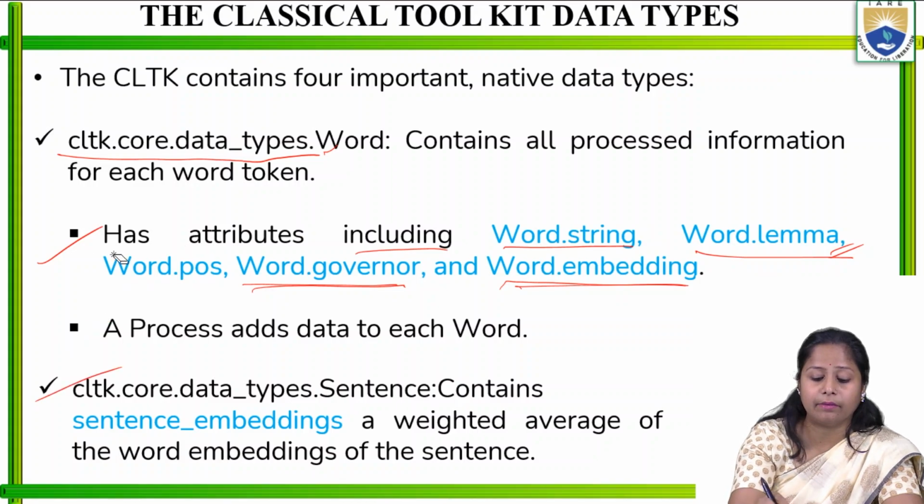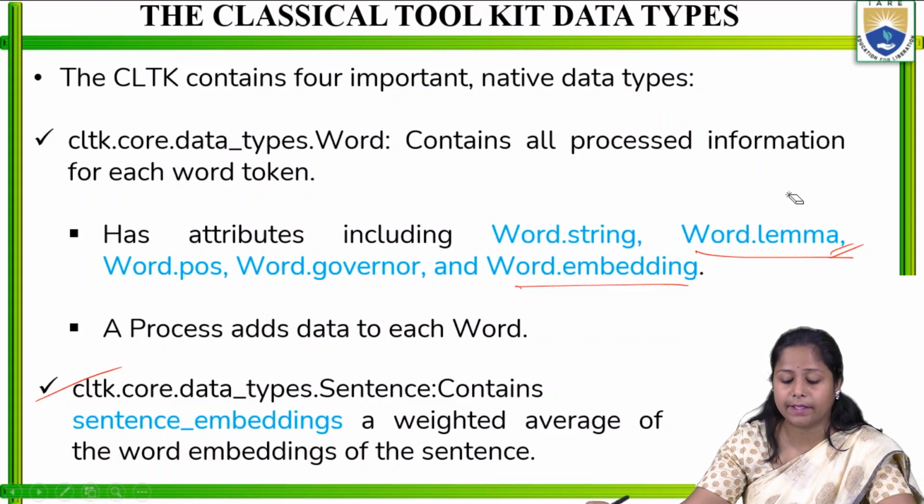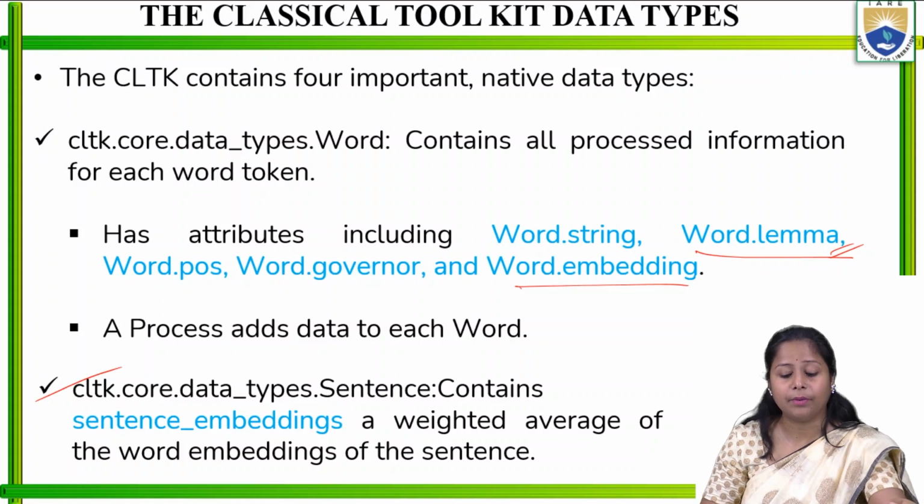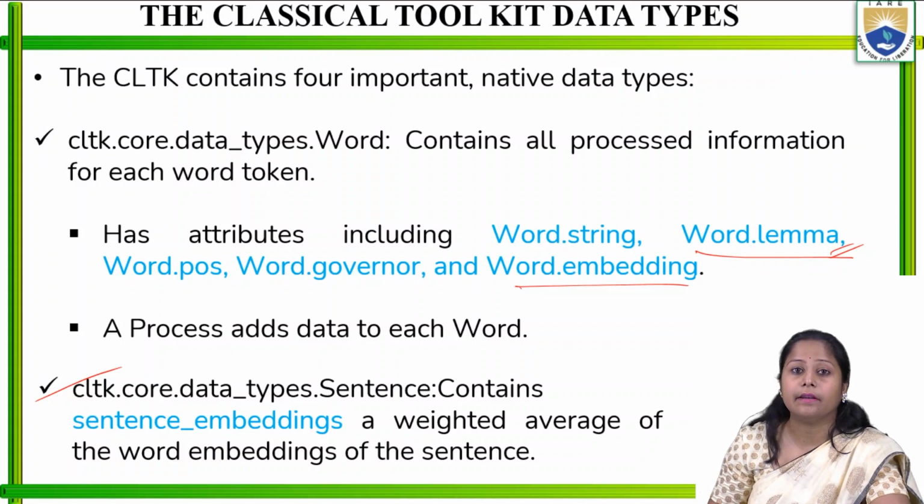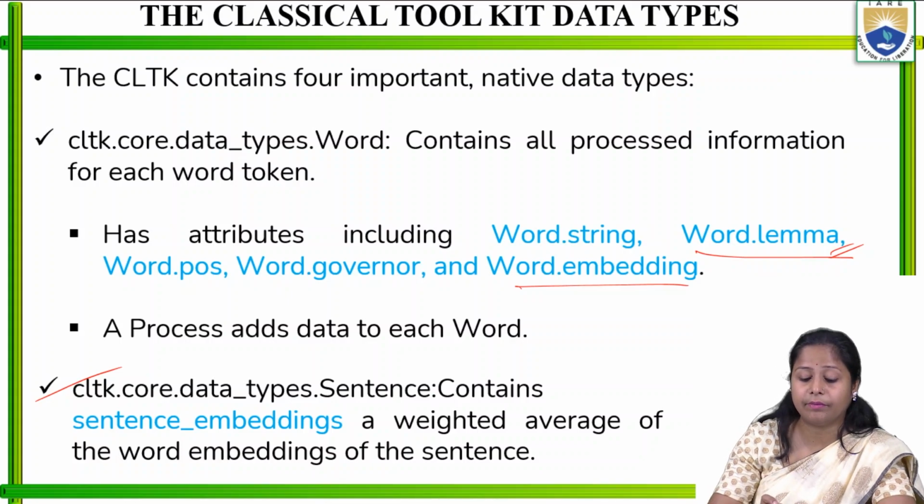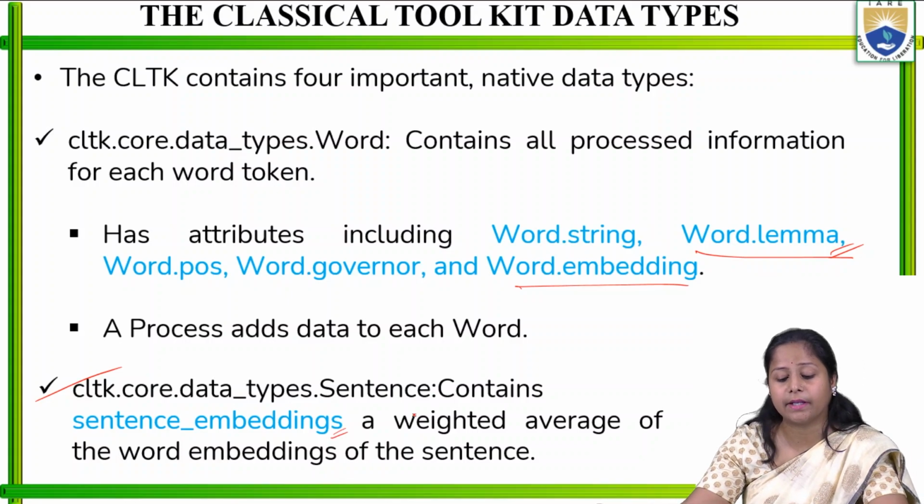The second data type I will tell you is cltk.core.data_types.Sentence, where S is capital. This is again a data type of the CLTK library, and it contains sentence_embeddings, which is a weighted average of the word embeddings of the sentence. If there are embeddings in the sentence, included with the word, they are segregated when we apply the data_types.Sentence.